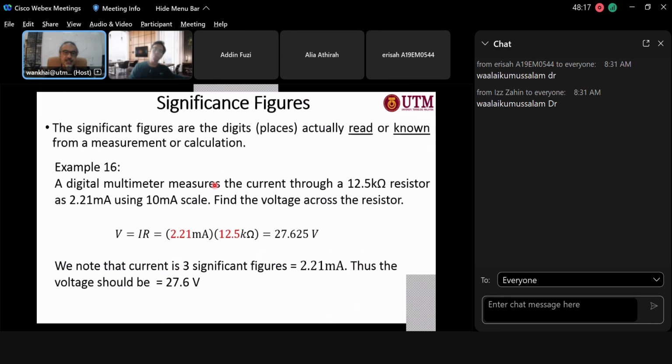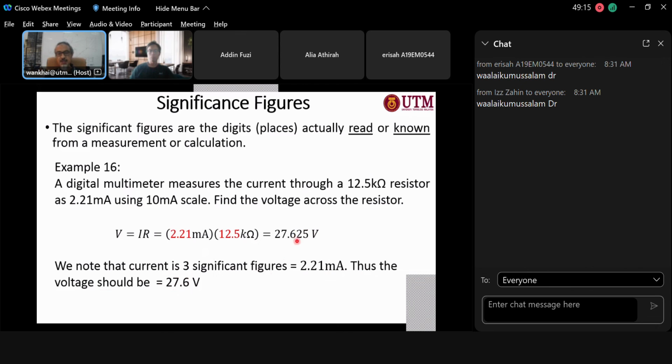Significant figures. This is another thing. I think this is just a repeat of what you learned in your first year. Significant figures are the digits, places actually read or known from the measurement operation. Example: a digital multimeter measures the current through a 12.5 kilo ohm resistor as 2.21 milliamp using a 10 milliamp scale. Find the current and the voltage across the resistor. If this is the resistor and this is the current, we multiply them and get a number, but not all of its digits are significant. The current has three significant figures, thus the voltage should also have three significant figures. 2.5 is too much.